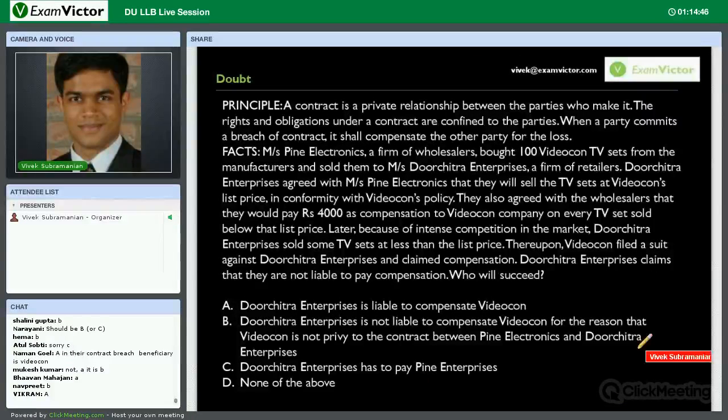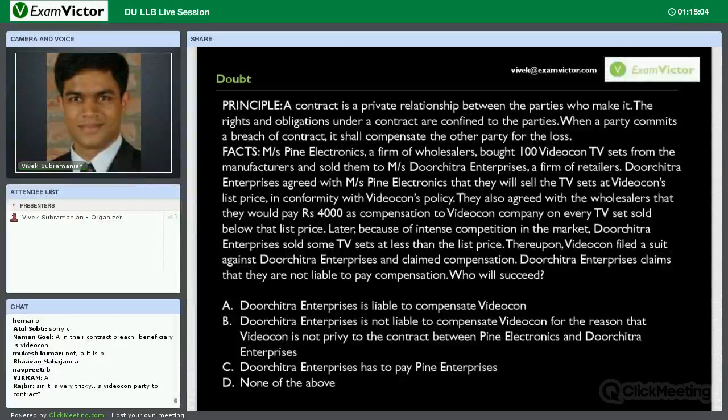Okay, now let's start going through the facts again. Firstly, let's understand that there was a contract between the wholesaler and the retailer. And the principle says that a contract is a private relationship only between whom? Between the parties who make it. So which are the parties here? The parties are the wholesalers and the retailers. Videocon is not a party to the contract. And the principle says that the rights and obligations under a contract are confined to the parties. So this is very important. The rights and obligations under a contract are confined to the parties. When a party commits a breach of contract, it shall compensate the other party for the loss.